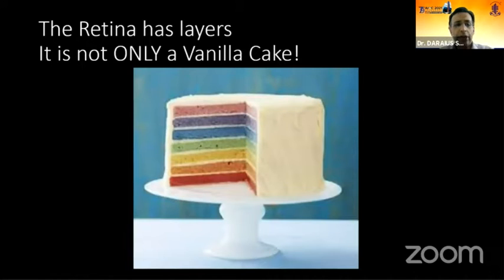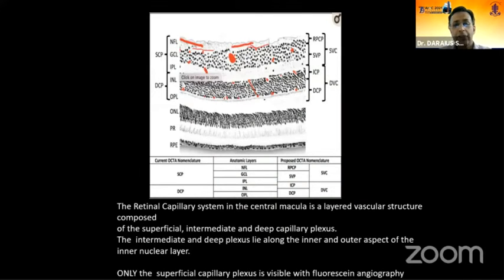As we discussed already, the retina has layers. It's not a vanilla cake. If you just look from the outside, it looks like a white colored cake, but you see the multiple layers. And this is a very important slide.